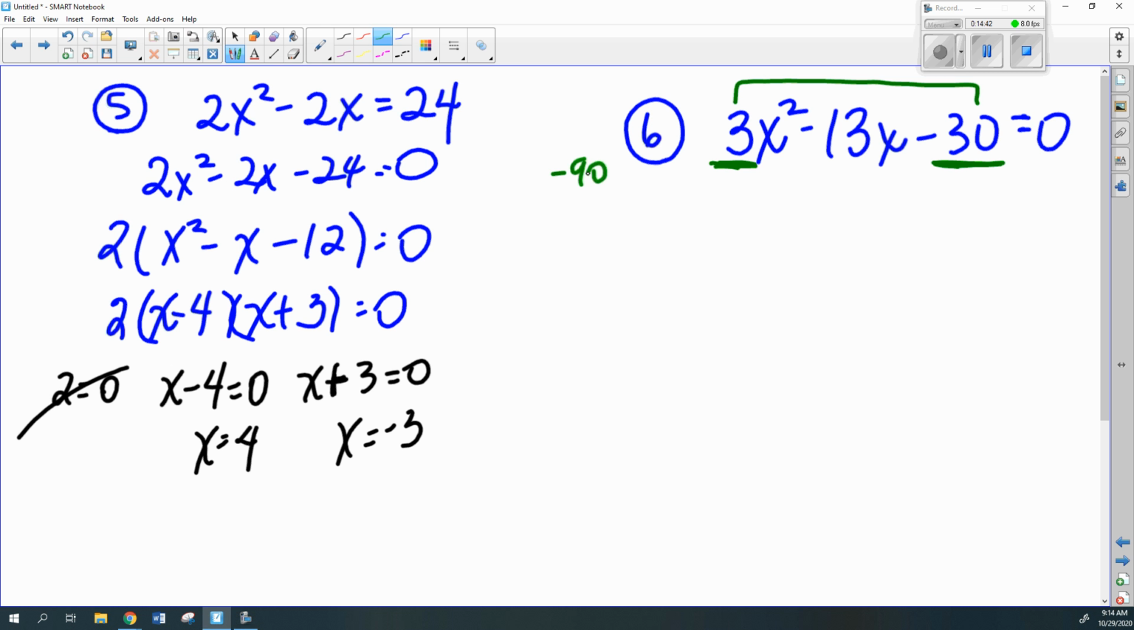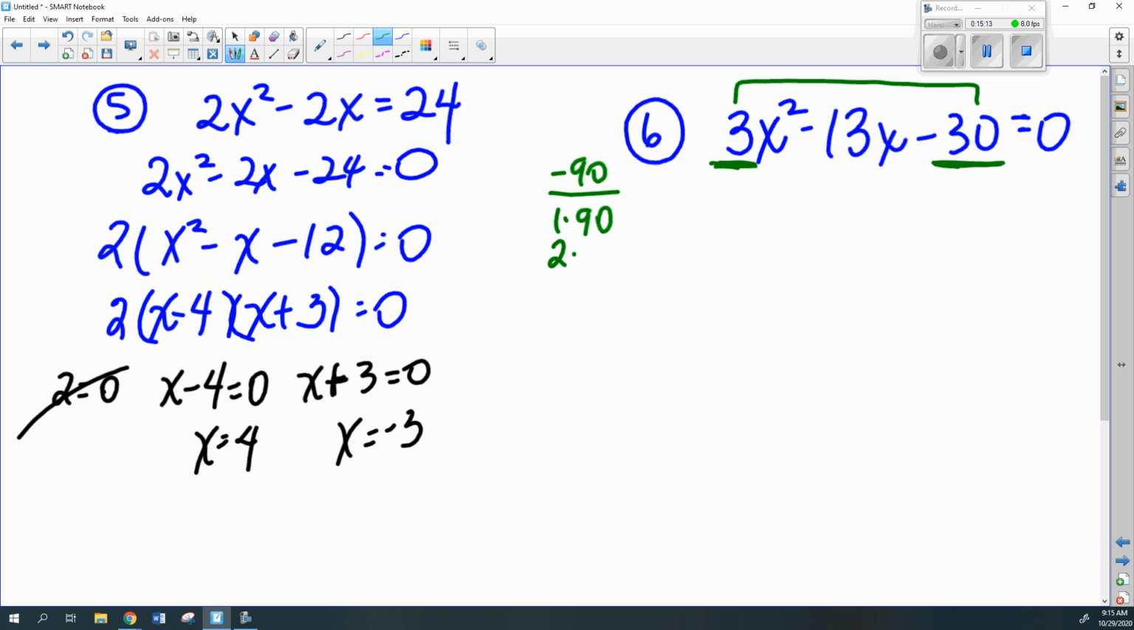And now you need a pair that multiplies to be your new number and adds to be your middle number. Has to multiply to be negative 90 and add to be negative 13. Well, this was a little bit harder. So let's just work our way through what would give me 90, and if you work in order, you'll eventually find it. All right, 1 and 90, and it doesn't matter which one I make negative, am I going to get negative 13 when I add them?